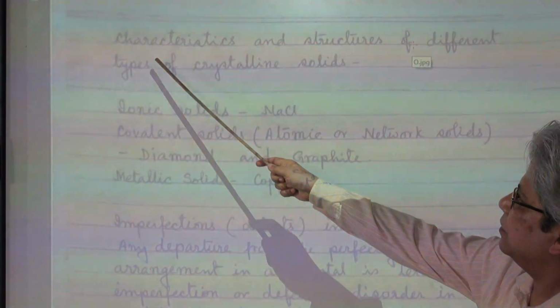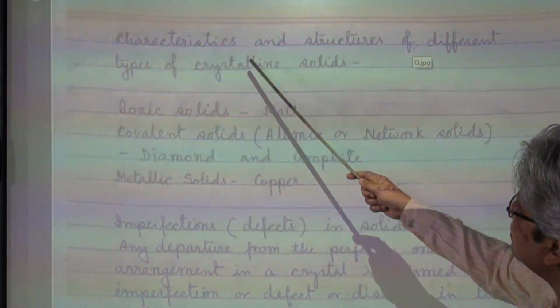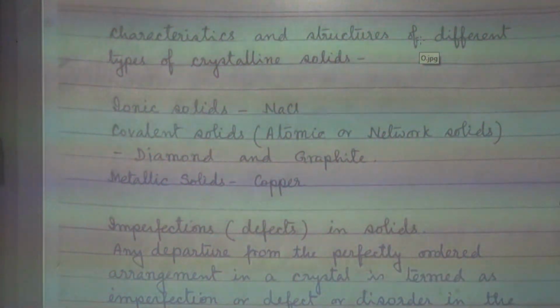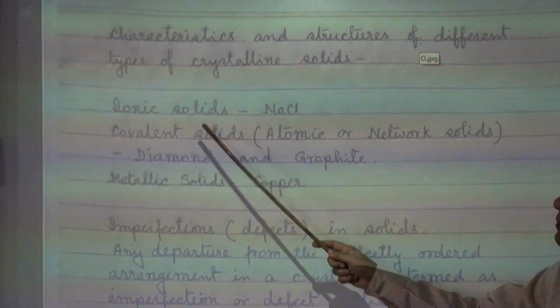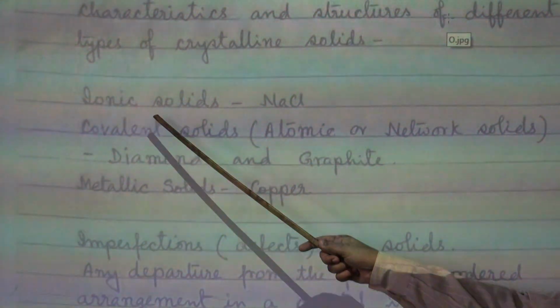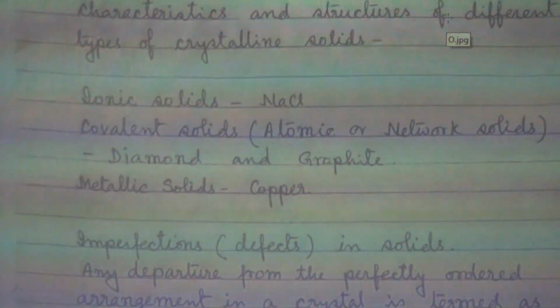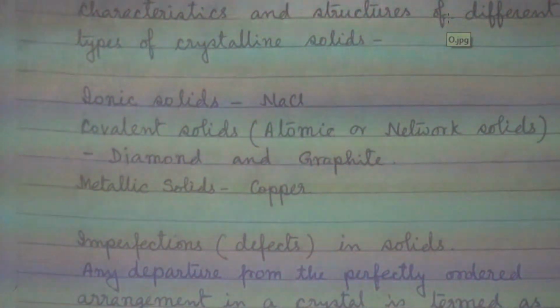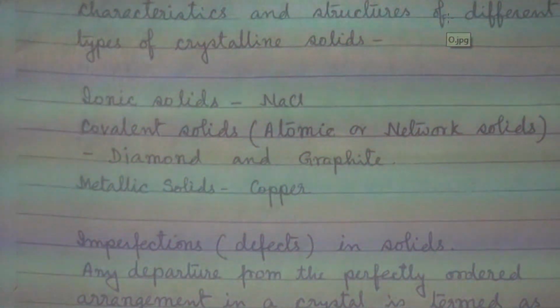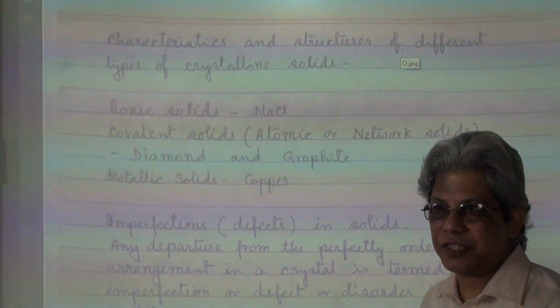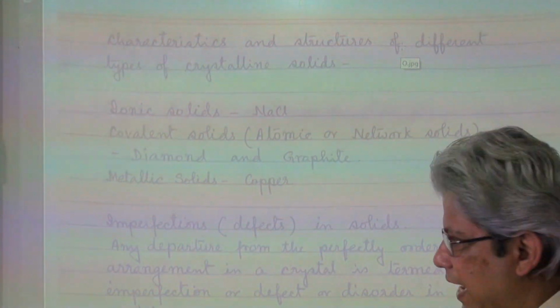Today I am going to show you first the characteristics and structures of different types of crystalline solids. There are four types of solids which we have to learn in detail. They are ionic solids, example sodium chloride, covalent solids, diamond and graphite, metallic solids, copper. Let's see the detail about their structure using some diagrams.